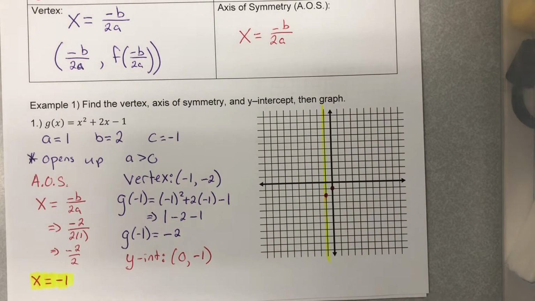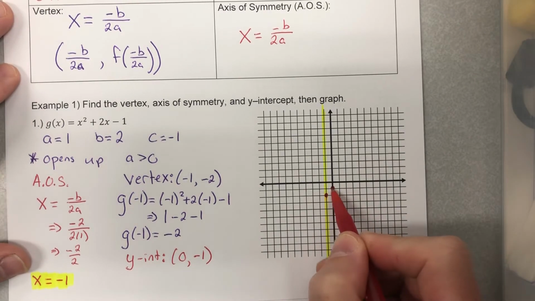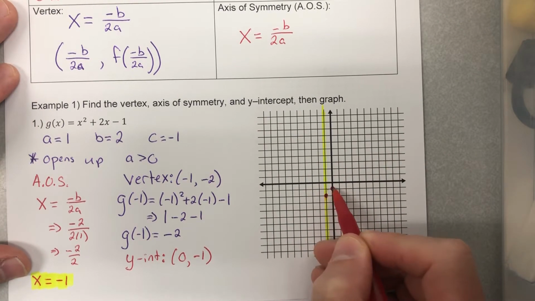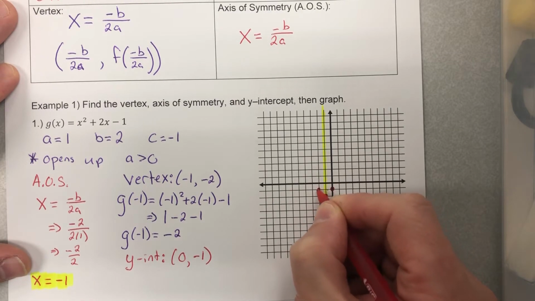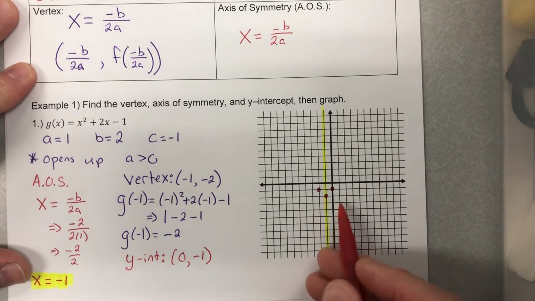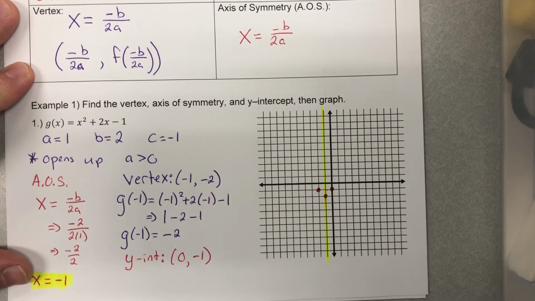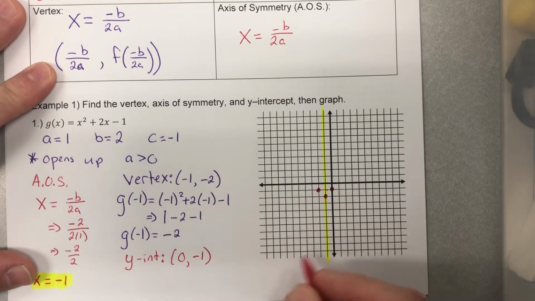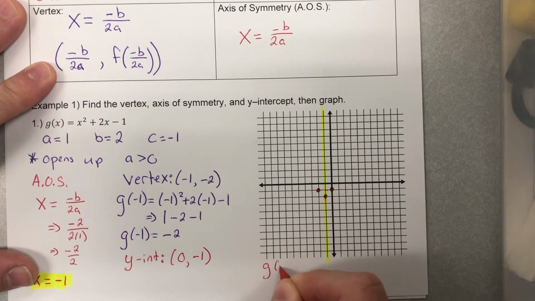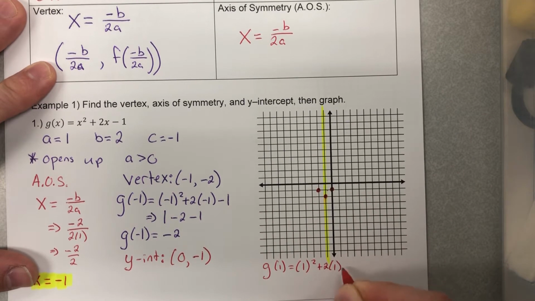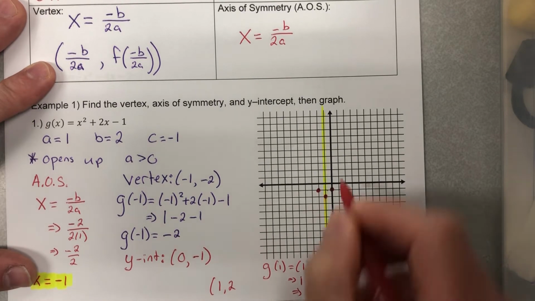If our axis of symmetry is x equals -1, we know that this point here is 1 away from the axis of symmetry, so there's also going to be a point 1 to the other side. We need 2 points on each side of our axis of symmetry. We already have 1, so the other one I'm going to plug in is 1, so I'm going to say g of 1, which is 1 plus 2 minus 1, which is going to give us 2. So another point we can graph is (1, 2).